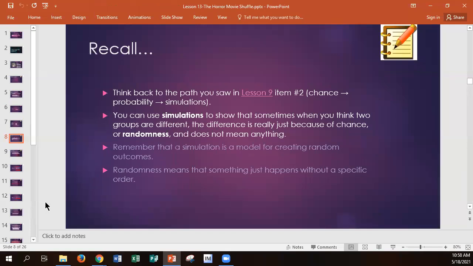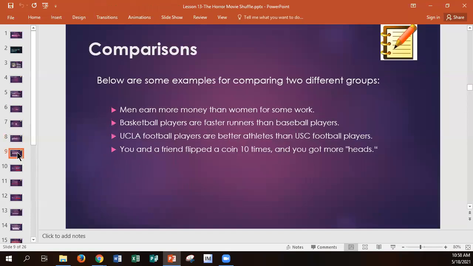Said I would. Okay. So let's talk about some comparisons of groups. Okay. So below are some examples for comparing two different groups. And this is what I was talking about, where I'll give you examples when you ask. Okay, so one statement is men earn more money than women for some work. Right? I'm comparing men and women and the money they get for work. Basketball players are faster runners than baseball players. Right? My two groups, basketball players and baseball players.